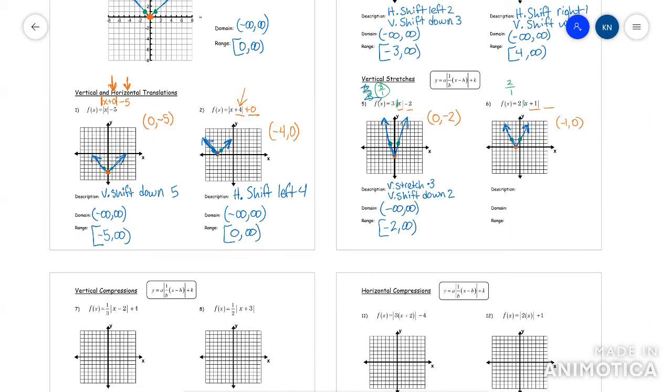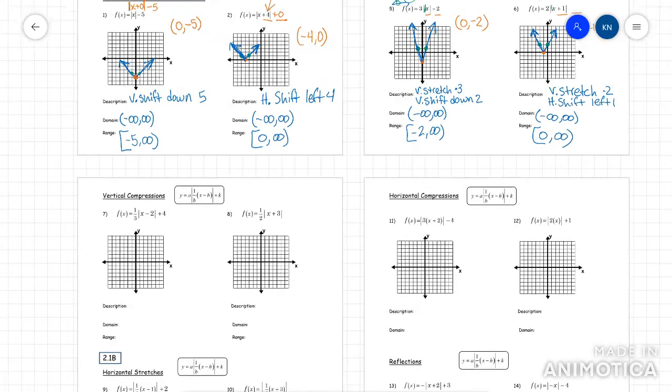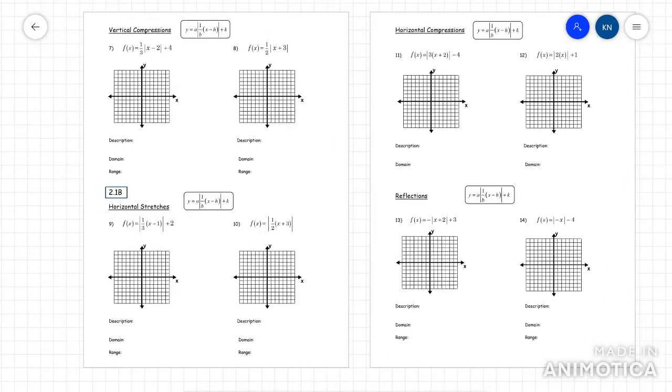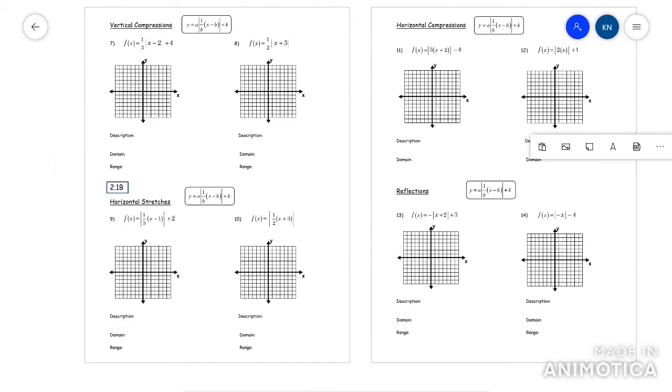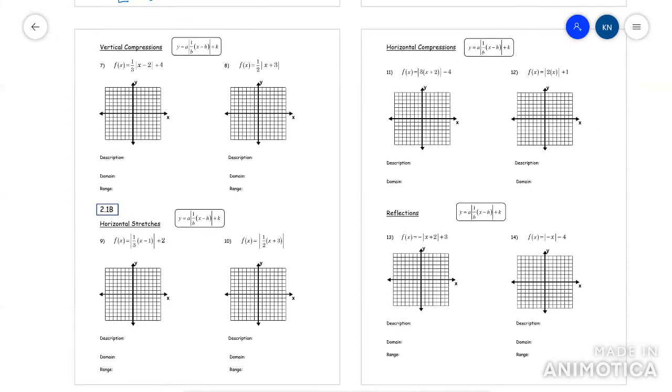The second one, the description, we had a vertical stretch times 2. And we had a horizontal shift left 1. The domain was all reals. The range was everything from 0 to positive infinity. Okay. Those in my mind are considered the easier ones to do. Now we're going to look at some more difficult ones, like these down here. So buckle up and just try to kind of understand what I'm trying to get you to see here in terms of A and B.